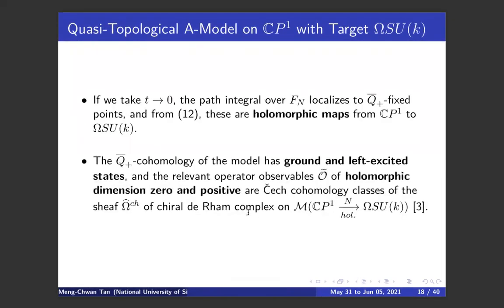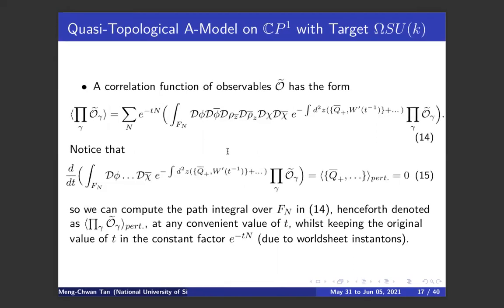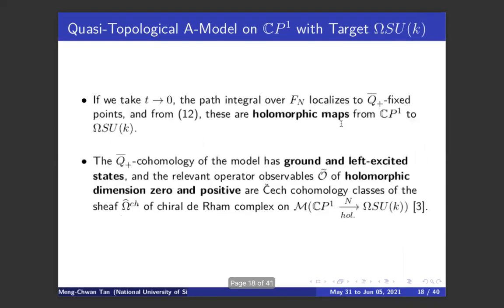Now, if we take the t to 0 limit, then the path integral over Fn, the one in brackets, localizes to Q-plus fixed points. If you take t to be very small, then 1 over t becomes very big, and because of this minus sign, it will localize to the minimum of this. You can extract the t inverse out as a factor. So it localizes onto Q-plus fixed points.